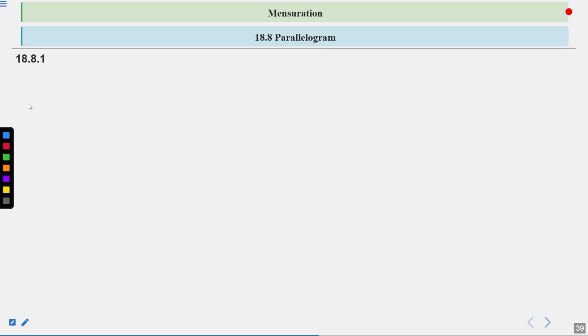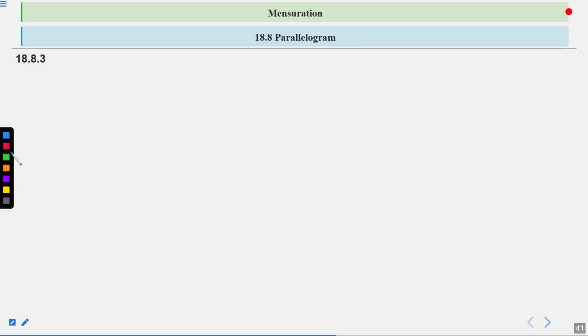Now next one is parallelogram, 18.8.1. We know that a parallelogram is a quadrilateral whose opposite sides are parallel and equal to each other. So the area will become a into h, base into height. If we need to calculate the area of the parallelogram, we can say base into height, where the base side is a, multiplied by the altitude, the height. So we get the area. 18.8.2. So this is the diagram of a parallelogram. So the perimeter will become 2 times (a plus b).